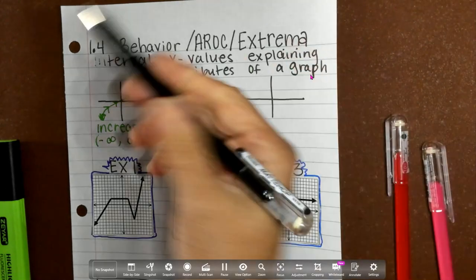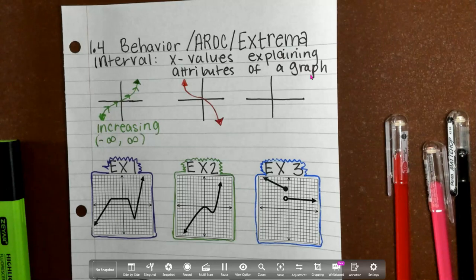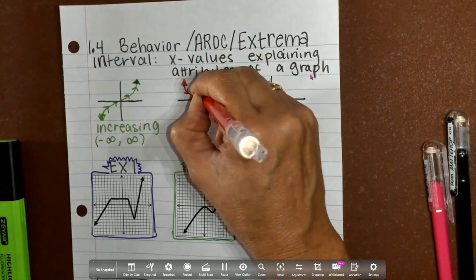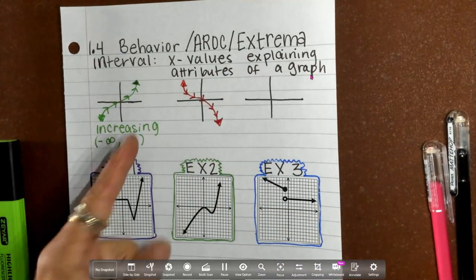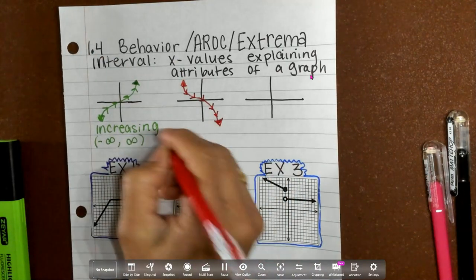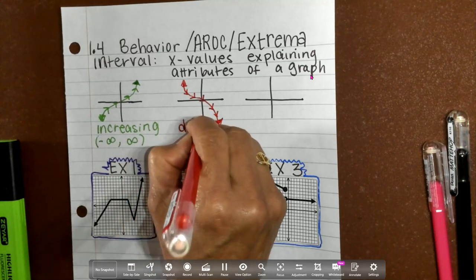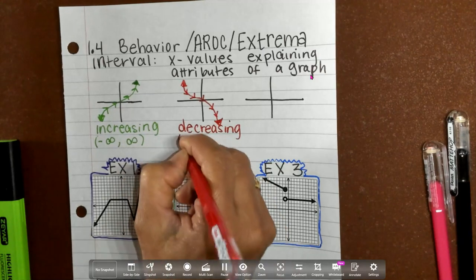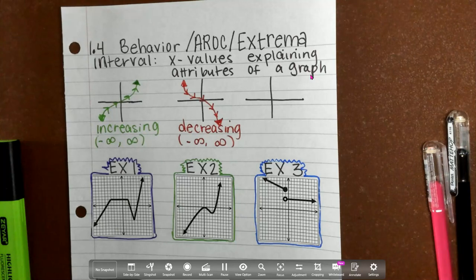So as I am reading this graph, and remember, you read it just like a sentence from left to right, I notice that this graph is going down. So as I start from the left, go to the right, I can see it's going down. So we're going to say that this graph is decreasing from negative infinity to positive infinity.